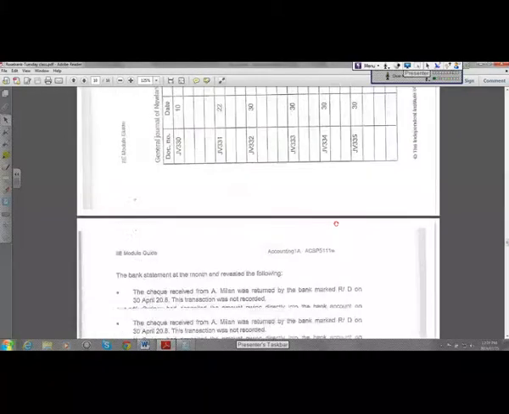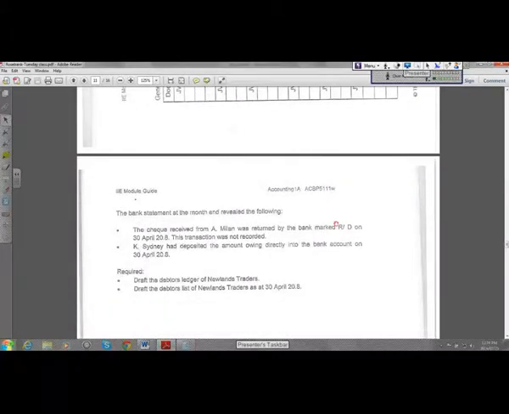All right, so we can see why there was something funny with Milan. Milan paid, but his check was actually returned by the bank. The sign RD basically means returned to drawer. That's what it means.